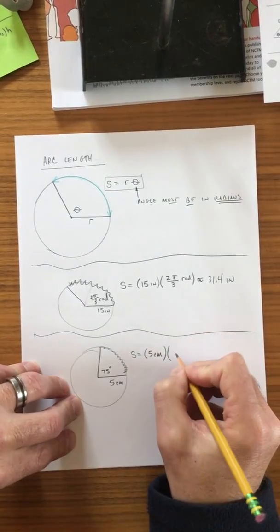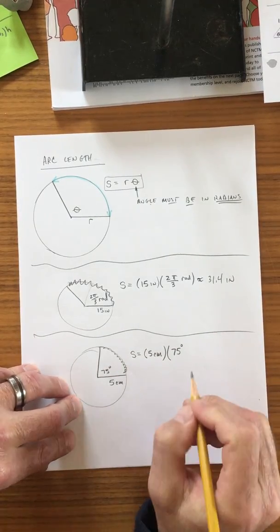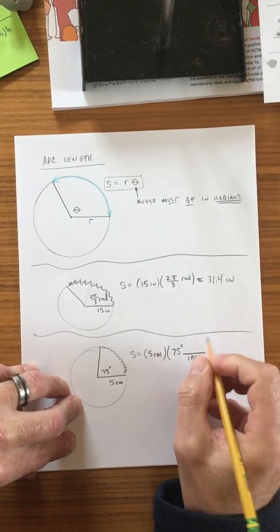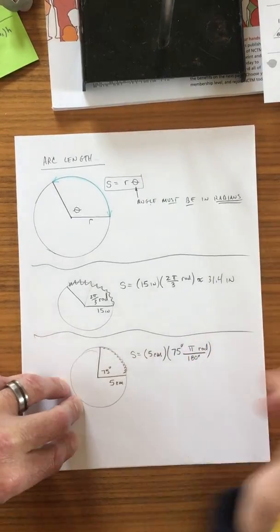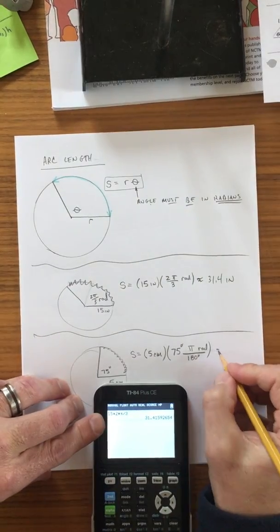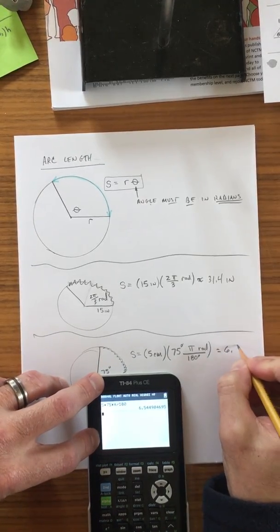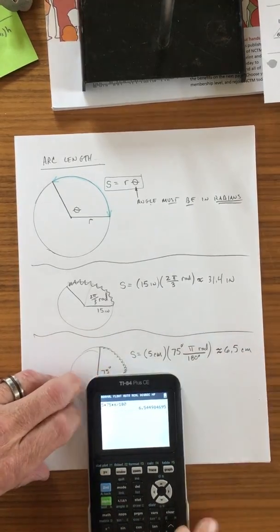And then the angle is 75 degrees, but we know it has to be in radians, so you got to do the conversion. 180 degrees is pi radians, and so the degrees cancel out. And all we have to do now is multiply it out. So 5 times 75 times pi divided by 180. And it comes out 6.5 approximately, and our units are centimeters.